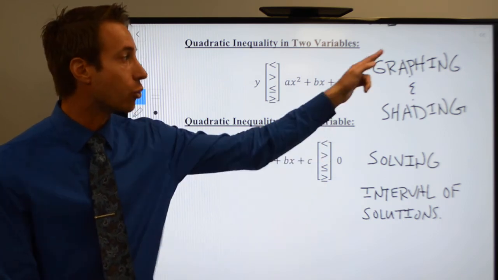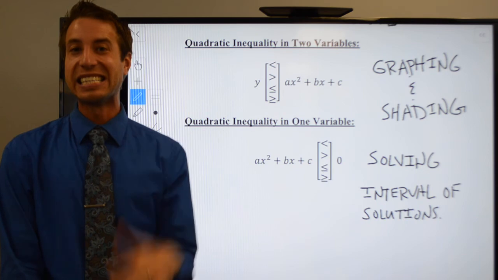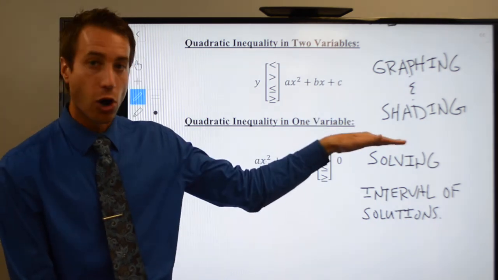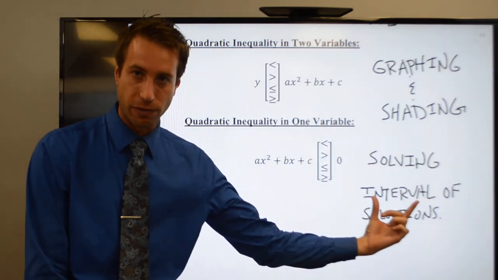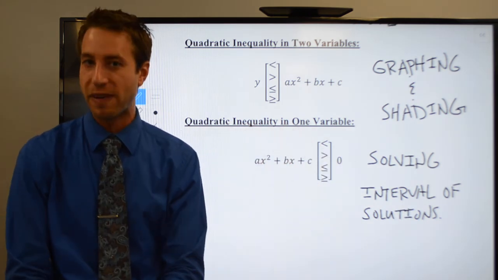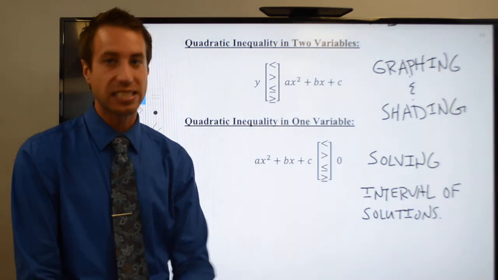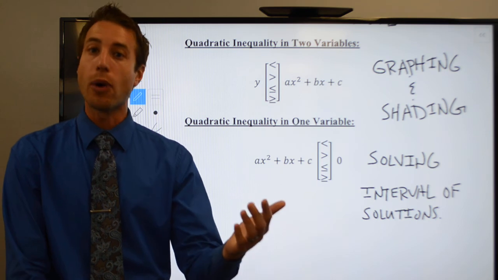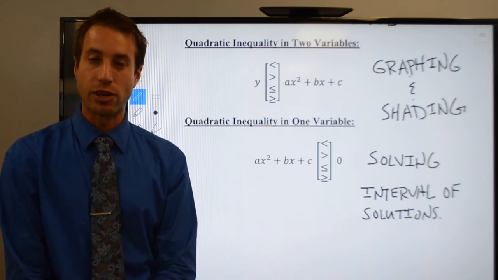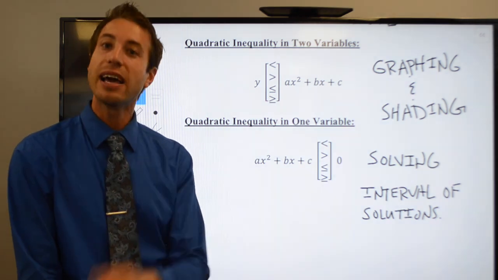Hopefully that clears up a little bit for you what the objectives mean. The first one, you'll be graphing and shading. In the second objective, you're going to be solving, which means finding the interval, all of the possible values of x that satisfy the inequality. We'll go ahead and start that on the next page of the notes. So move on over to the next page, and I'll meet you guys there.